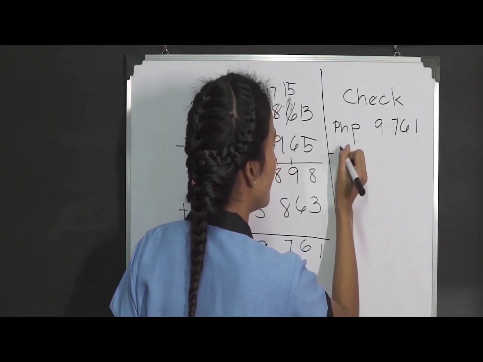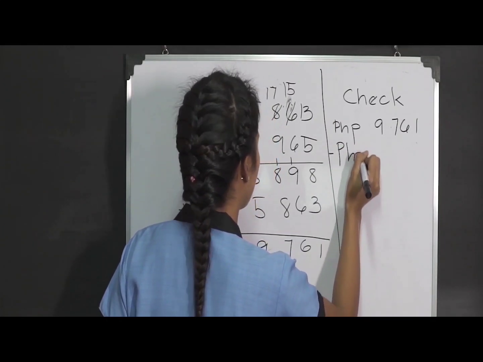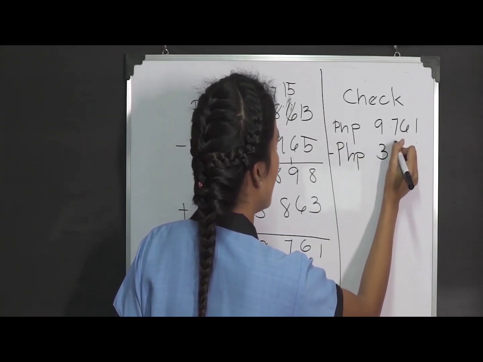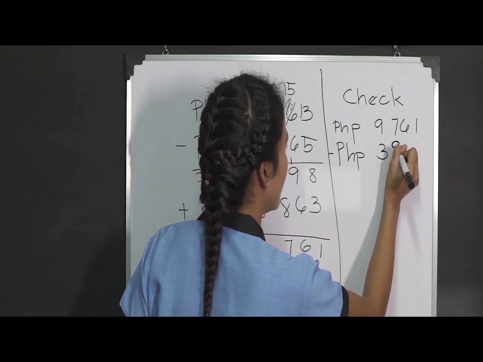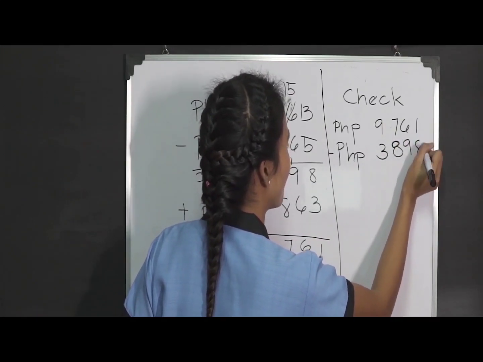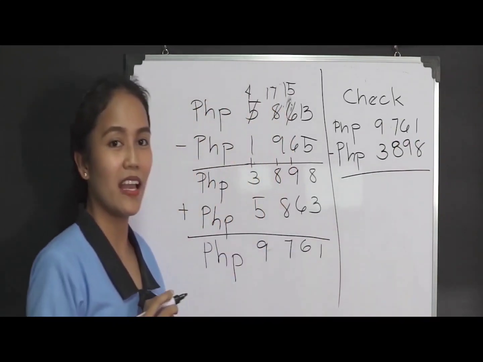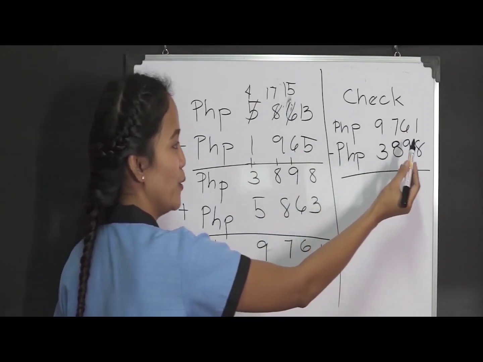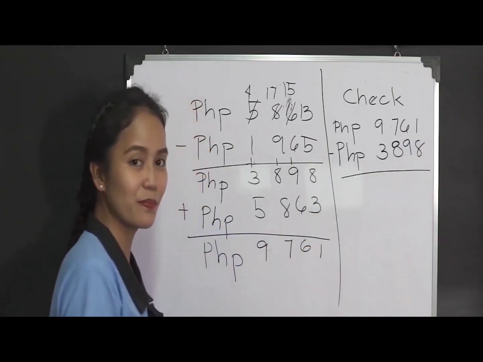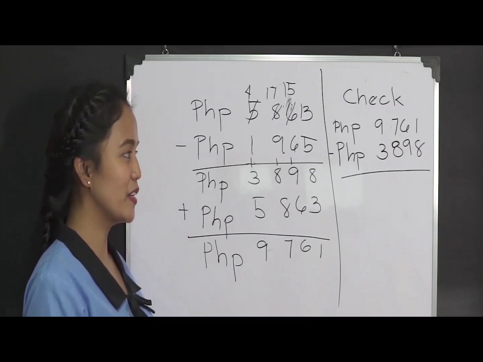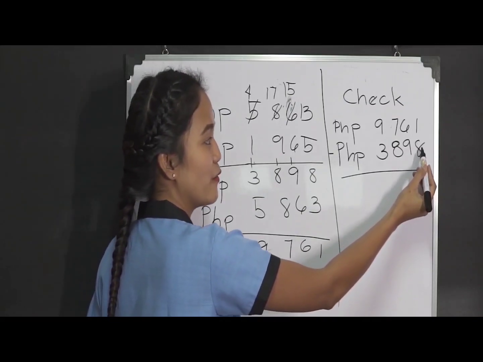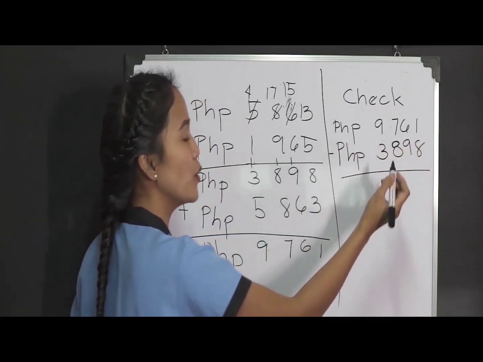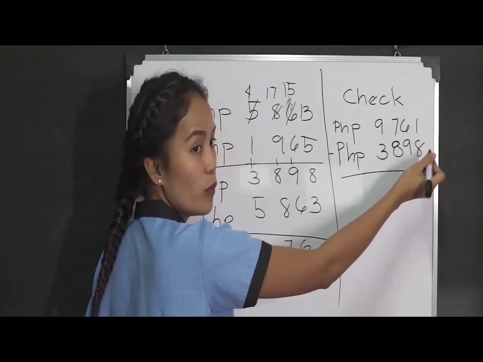9,761 minus 3,898. Let's start with the ones column. 1 minus 8. Very good. We cannot subtract 8 from 1. So we need to regroup 10 tens into 10 ones.